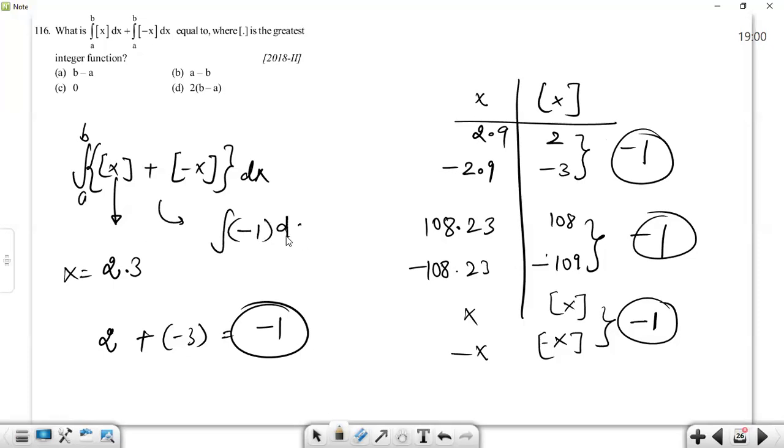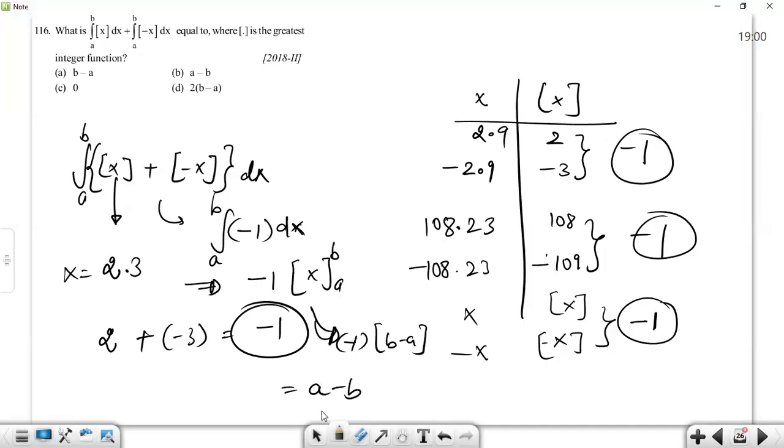So just replace the function in a simpler manner. Now, the integration of minus 1 is simply, minus can be taken common. Integration of dx is x, from a to b. Now, -1 into upper limit minus lower limit, which gives a minus b, which is the correct answer. Now, is this clear to you, everyone? Yes, sir. This question is very easy, but provided that you know the basic concept, you have to understand the greatest integer function in a deep, profound manner.